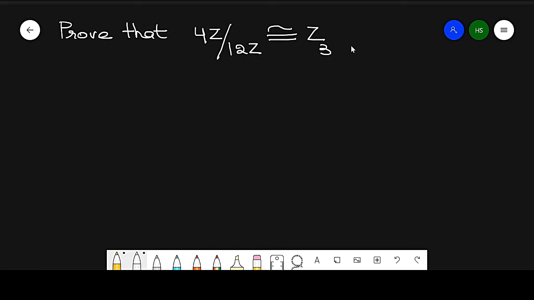Very important result: prove that 4Z multiplied by 4 over 12Z. Now this is isomorphic to Z3. This is a modulo congruence. This is the additive group of integers modulo 3, consisting of only 3 elements: 0, 1, 2.